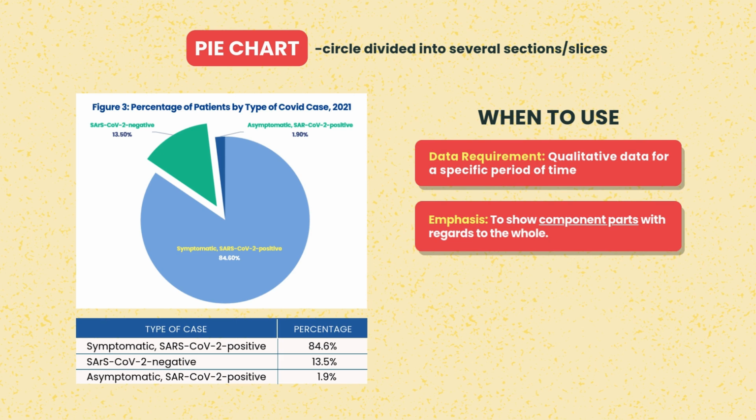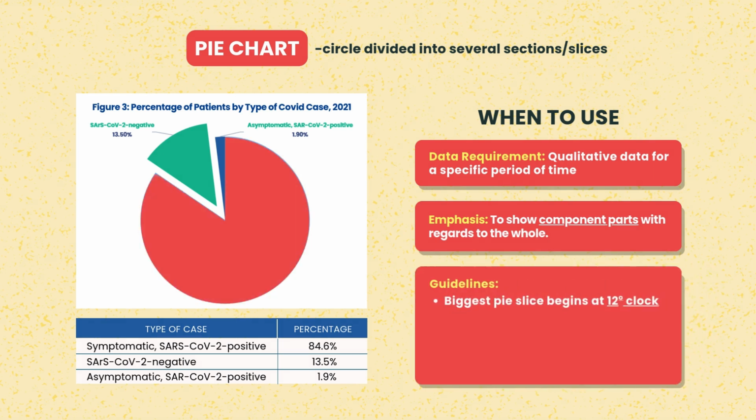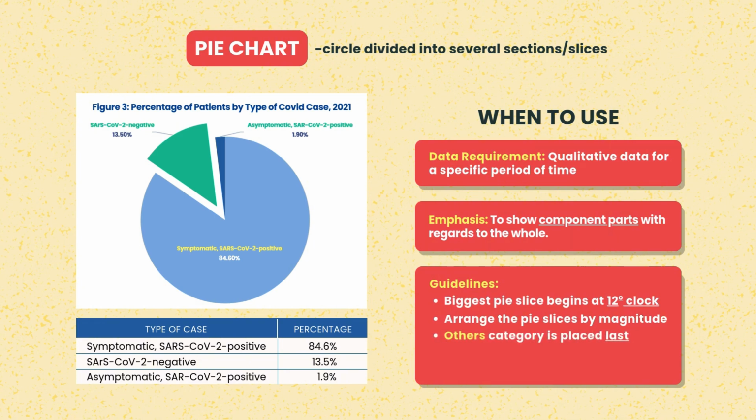When constructing a pie chart, we should always place the biggest slice at 12 o'clock, then arrange the pie slices according to magnitude. If there is an others category, place it last. Also, a specific pie slice may be exploded, but only if we want to highlight or emphasize a certain slice.